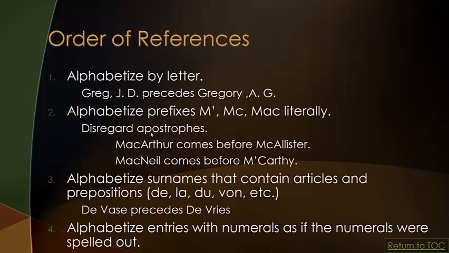So Greg, J.D. precedes Gregory, A.G. Okay. Alphabetize prefixes such as M apostrophe, Mac, or Mc literally. Disregard the apostrophe. So MacArthur comes before McAllister because you're just looking at letters. Okay. MacNeil, M-A-C, comes before McCarthy, M-C. Alphabetize surnames that contain articles and prepositions. De Vos precedes De Vries. Okay? And then finally, alphabetize entries with numerals as if the numerals were spelled out.